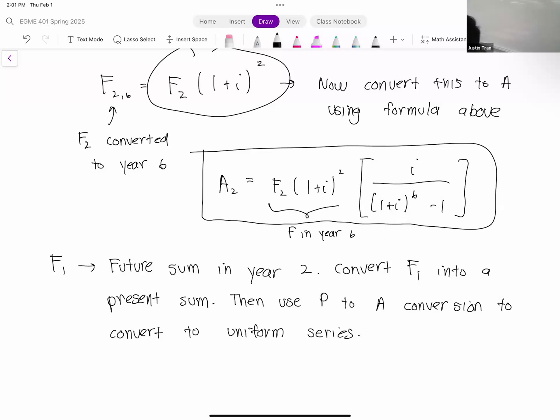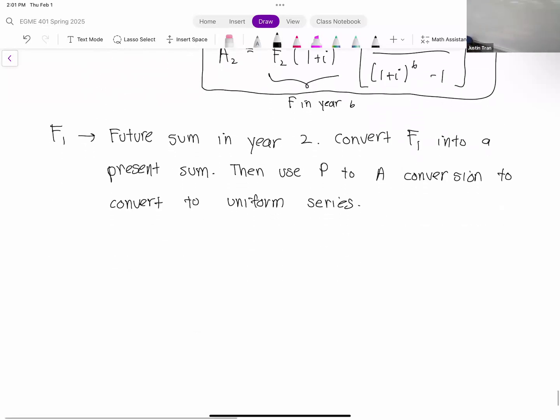Okay. So a slightly different path, but this is going to give us the exact same answer. First is to convert it to a present sum. So we're going to use an F to P conversion. So we have a P1 here equal to F1. This is the inverse of our compound interest formula. Instead of multiplying by 1 plus i to the n, we're going to divide by 1 plus i to the n. N in this case is 2. So we're taking that future sum in year 2, bringing it back 2 years into the past.